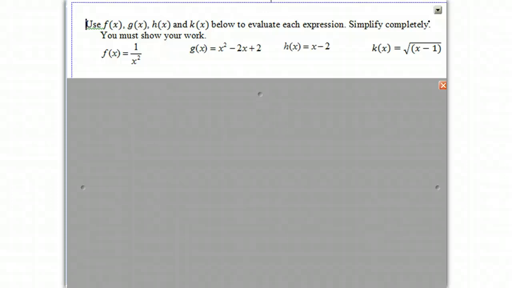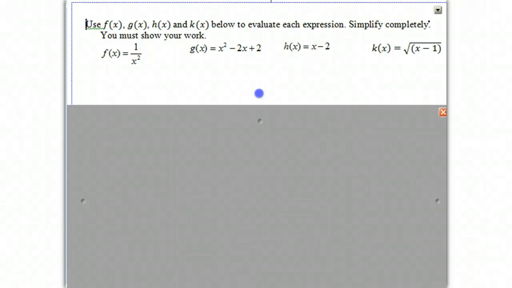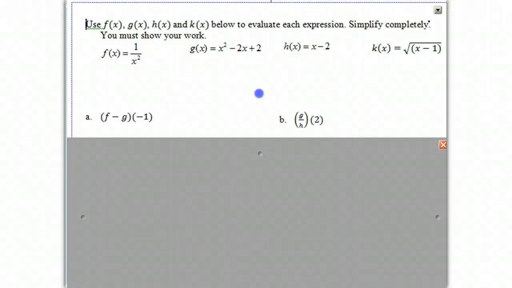Today we're going to evaluate expressions. In our notes we have three functions. F of x equals 1 over x squared. G of x equals x squared minus 2x plus 2. H of x equals x minus 2. And k of x is equal to the square root of x minus 1. Four expressions. So let's take a look at our first example.